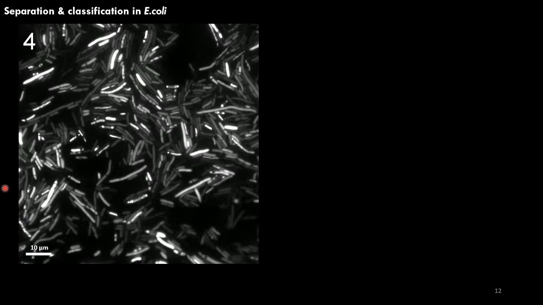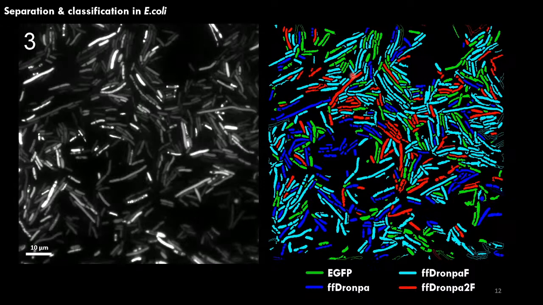And already by eye, you can see that some of the bacteria are blinking, some of them are not, but by eye, they're still hard to separate. So we applied our NEMO method and we were able to separate them and classify them. So in the end, we were able to say which bacteria express which protein. And this is very nice.